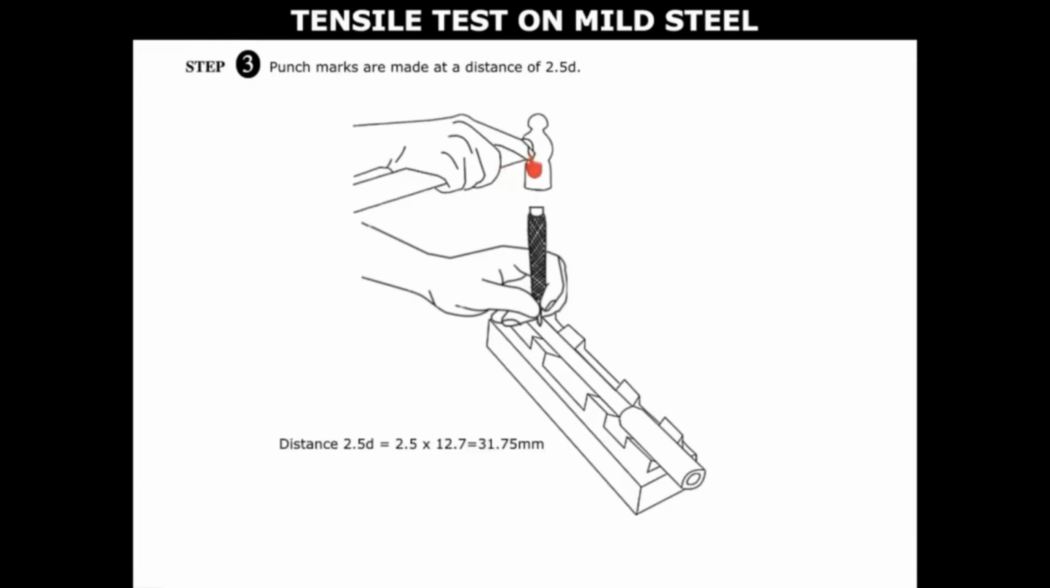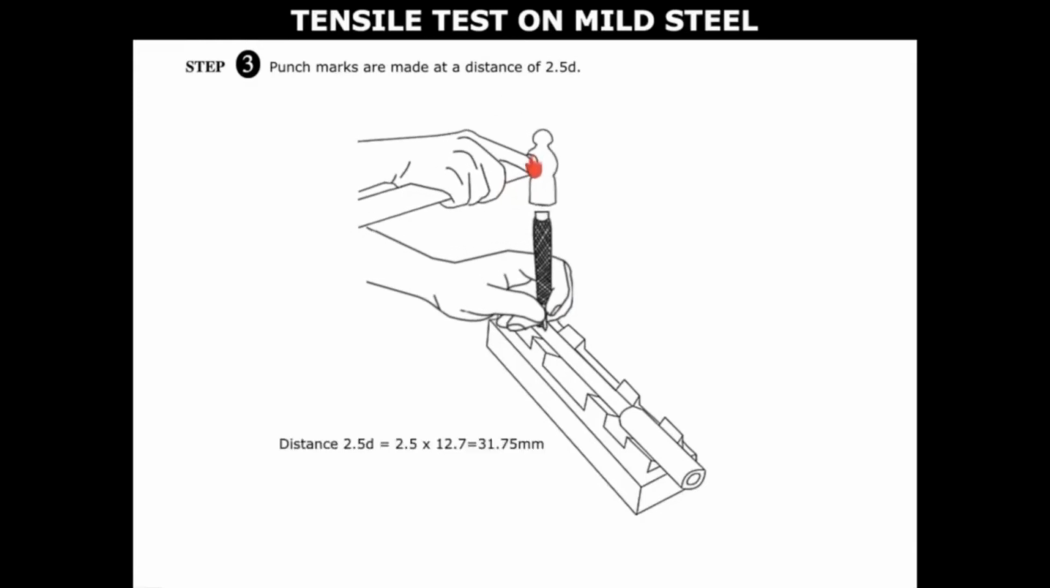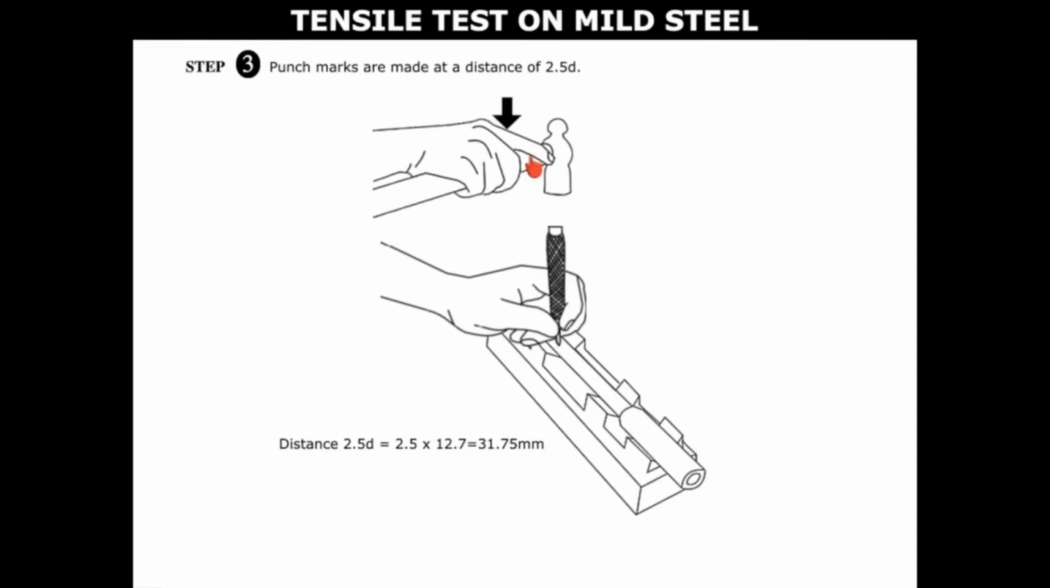Click on the hammer to make the punch marks at a distance of 2.5 cm. So the total distance is 31.75.